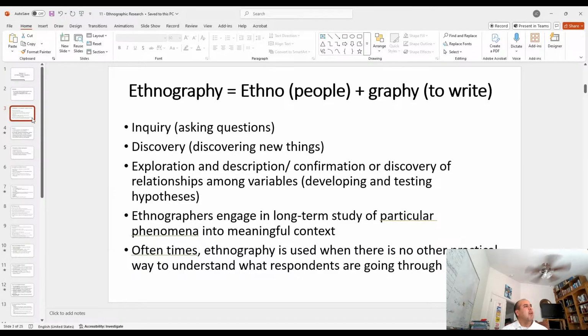All of those things. And ethnographers engage in a long-term study of a particular phenomenon in meaningful context. Oftentimes, ethnography is used when there is no other practical way to understand what respondents are going through. It's a starting point a lot of times. I don't know much about this culture, and I want to have some discovery before I know what about this culture I want to study. A lot of times people use ethnography for those types of studies.